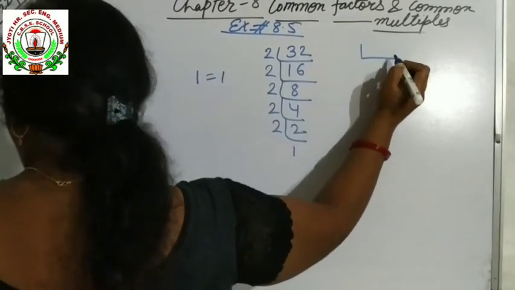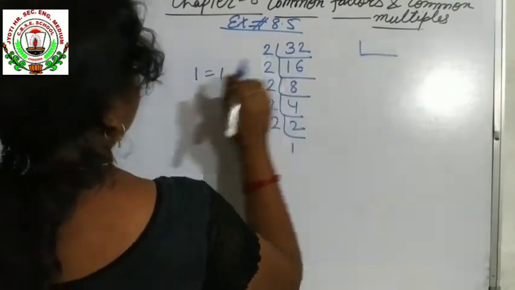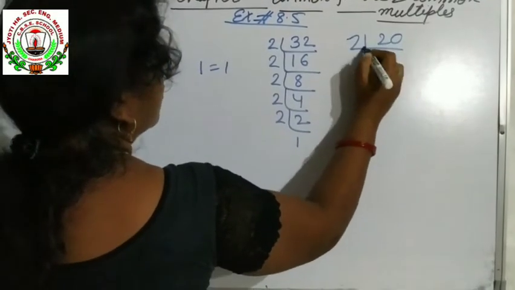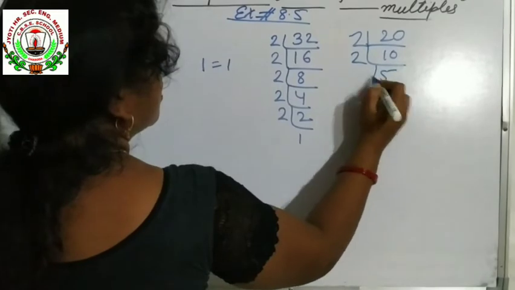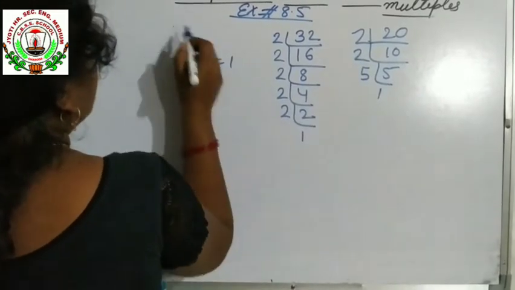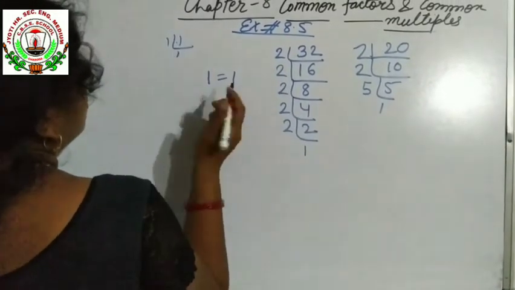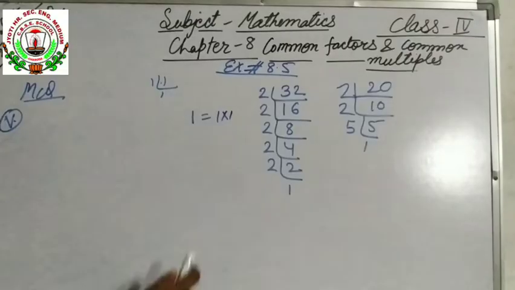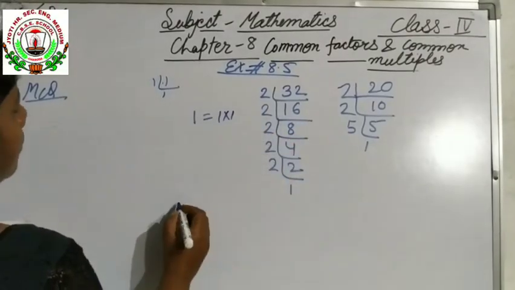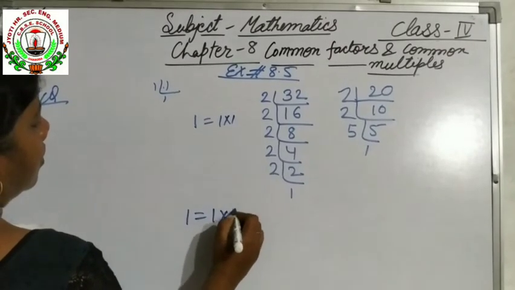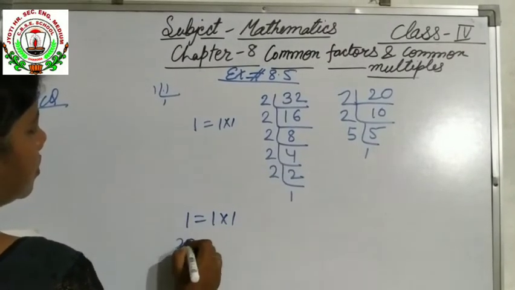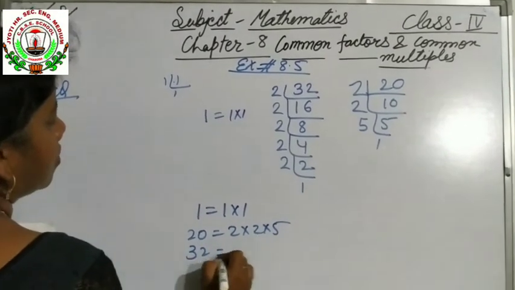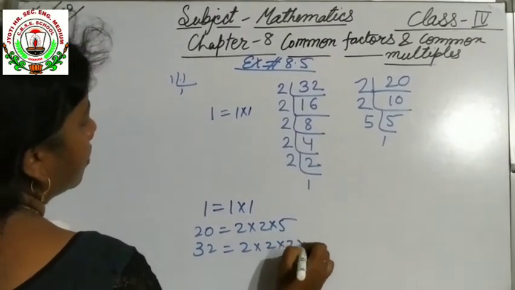Next number is 20. So 32 we found first, 20 is also there. 2 tens are 20, 2 fives are 10. 5 ones are 5. And when you find the prime factor of 1, it will be 1. Okay. So now after the prime factorization, we will write the prime factors of these numbers. 20 is 2 into 2 into 5, and 32 is 2 times 2 times 2 times 2 times 2.